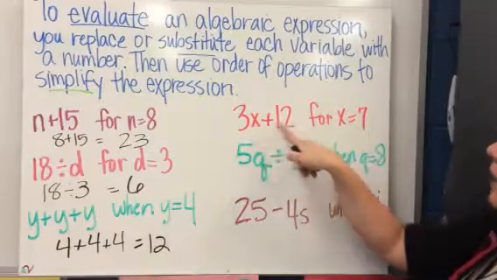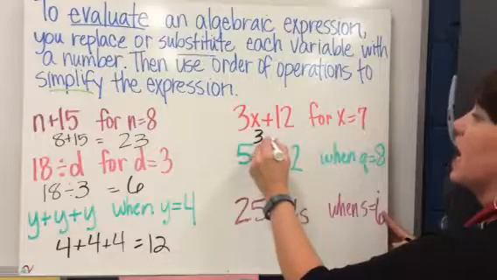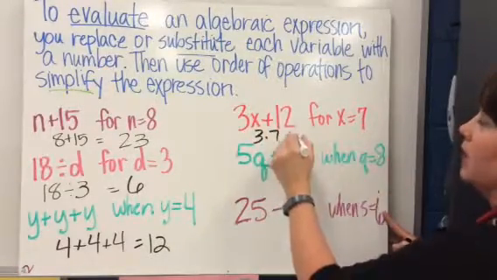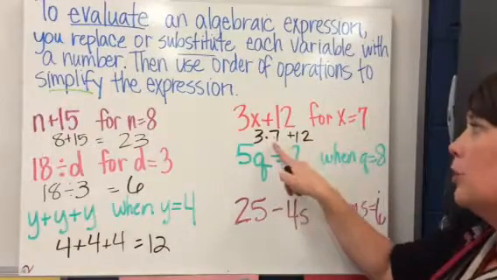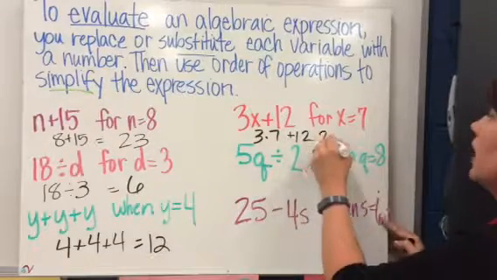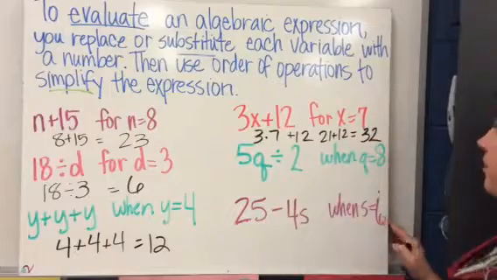Here are some more. 3 times x plus 12 when x is 7. So this time I do 3 times 7, I substitute 7 in for x, plus 12. Now I have to use the order of operations. I'm going to multiply first. 3 times 7 is 21, and 21 plus 12 is 33.